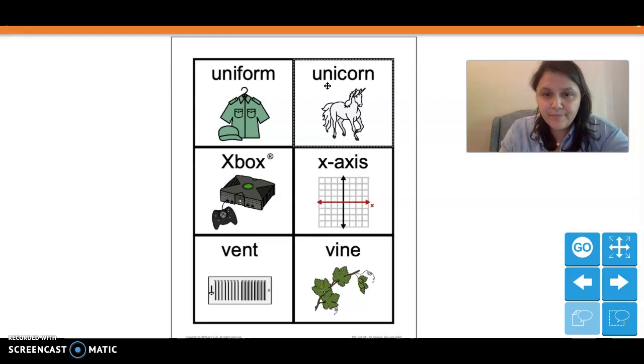All right, let's now pause, and you can take a few minutes to go around your house and look for some of those U words that make the long vowel U sound.